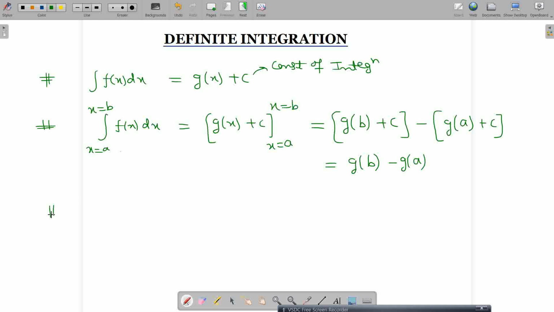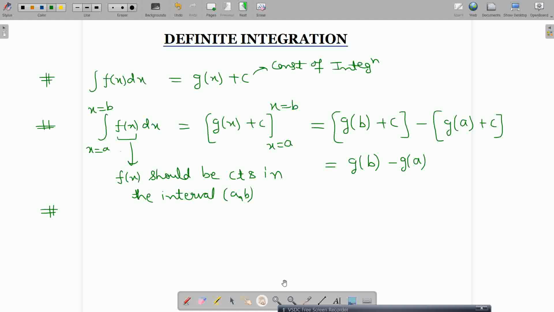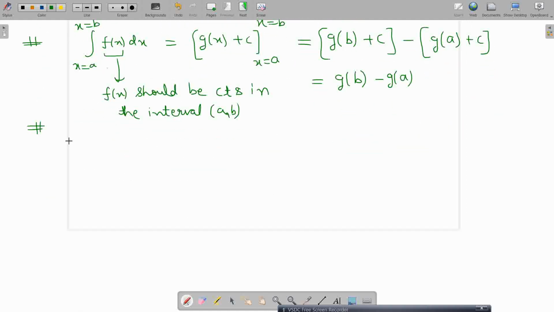Okay. Now the third point is we do the integration, but what are the restrictions on this function f of x? The restriction is that f of x should be continuous in the interval a to b. If it is not continuous, then we can't do the integration. I'll give you some examples later on. Okay, so there are these points.